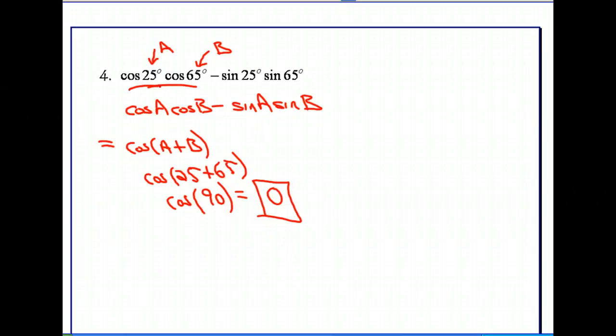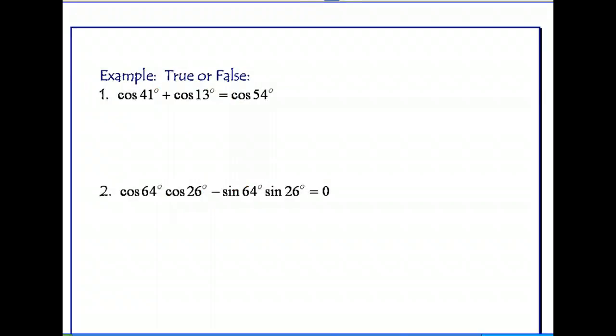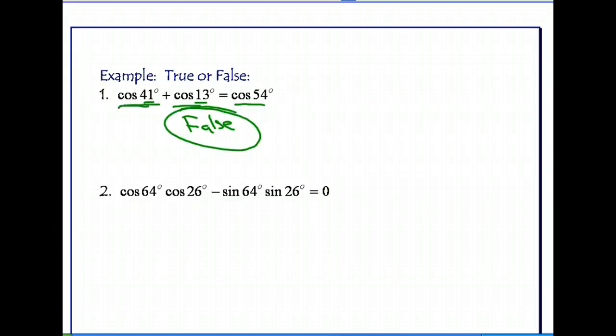So here's one where they gave us the identity backwards. We had cosine, cosine minus sine, sine. We said, wait a minute. That's right here. So these identities work frontwards or backwards. All right, and the very last one today, a true-false question for you. 2 true-false questions. What do you think? Cosine of 41 plus cosine of 13? 41 plus 13, would that equal 54? I hope you're saying false. That's why we have these complicated identities, because cosines don't just add nicely like that. We need an identity, and so they do not just add up like that. So that would be false.